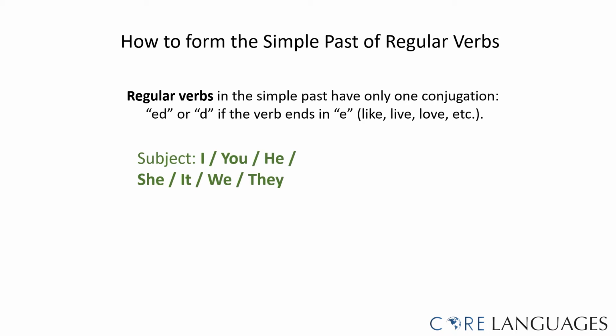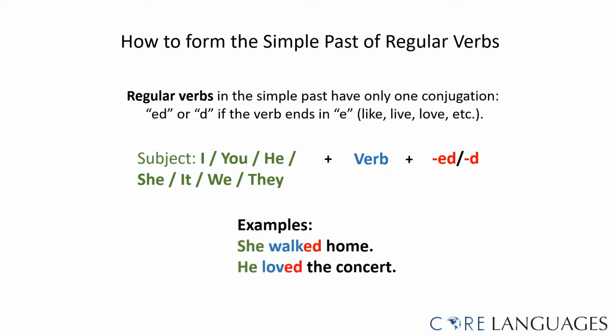To formulate a sentence in the simple past, we follow the same order as a sentence in the simple present. We have the subject, then the verb, and then the ending ed or d. If the verb ends in the letter e, such as the verb like, live, or love, we simply add d. For example, she walked home, or he loved the concert.